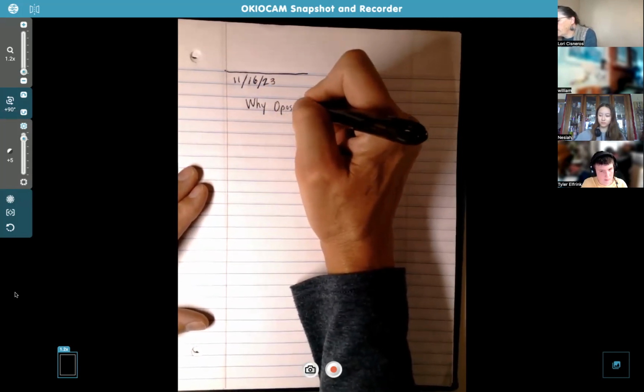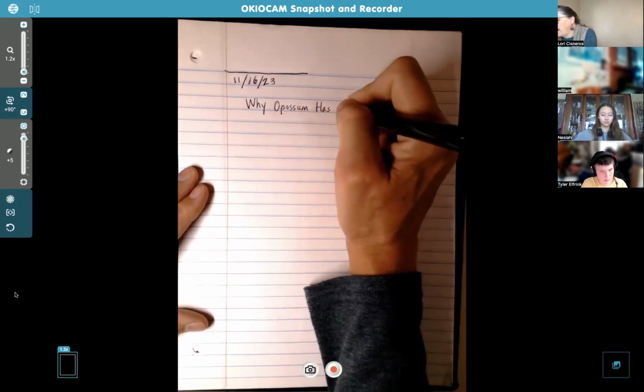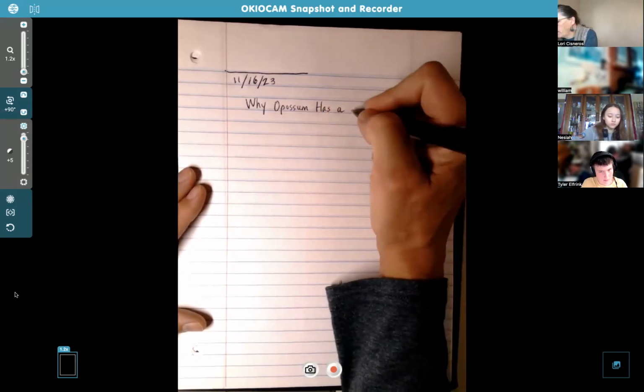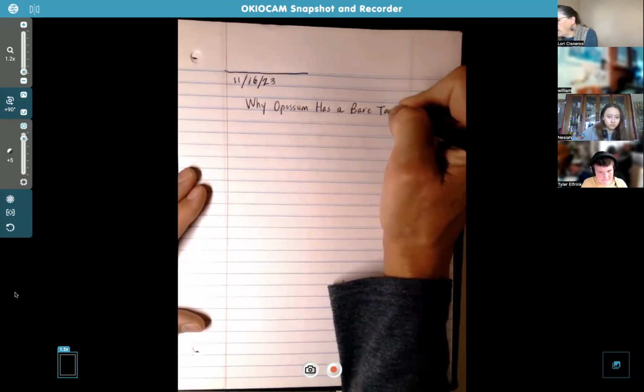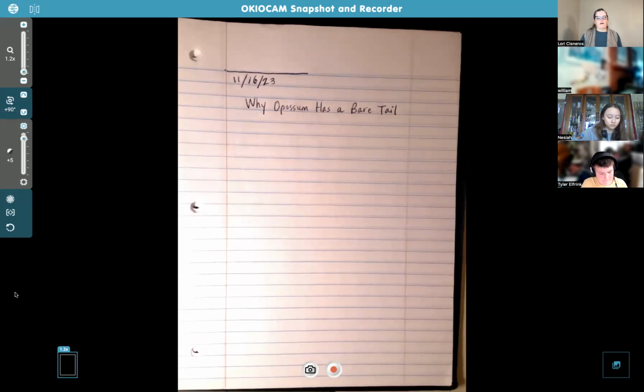Why Opossum Has a Bare Tail. The letter A is lowercase, everything else is capital. Now that word bare means like if you're barefoot, you don't have any shoes or socks on, right? Or naked is another word for it. So this tail does not have any hair on it. That's why they're calling it a bare tail. So there's a fun, kind of a silly story of how that happened. And you'll see this is totally made up. Okay. This is a fiction story, which means it's not real. And you'll see why in a minute.